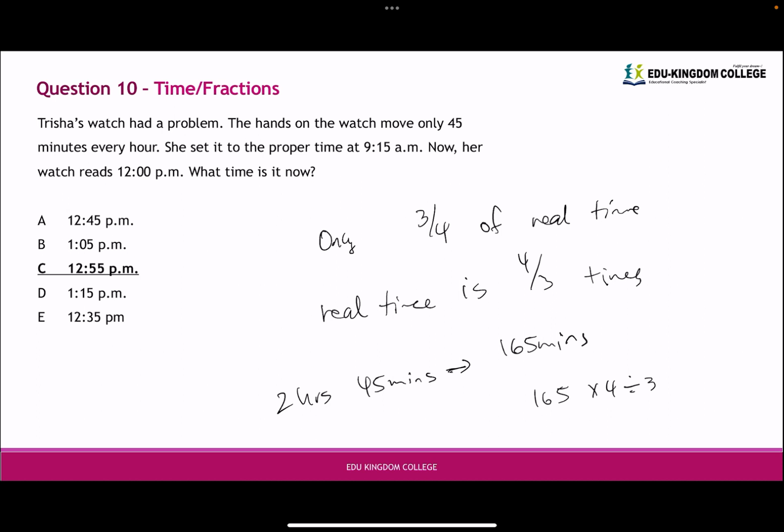So 165 divided by 3. Sorry, I'm running out of room a bit. This is bad laying out, but bear with me. Is 55, and then multiply it by 4 equals 220, which equals 3 hours and 40 minutes. So 9:15 plus 3 hours is 12:15, plus 40 minutes is 12:55. Remember, it's PM, because it's past noon now.